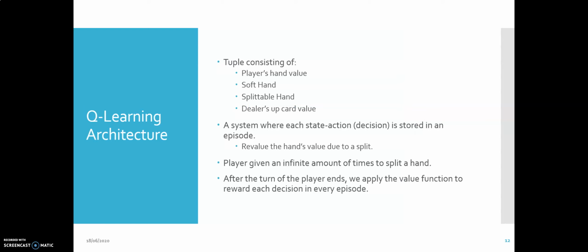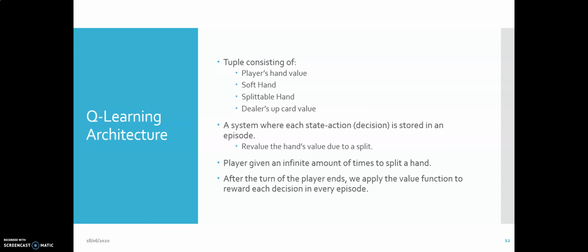Our final machine learning algorithm was the Q-Learning. So for our Q-Learning implementation, we adopted a state structure tuple consisting of the player's hand value, a boolean indicating whether the hand is soft, a boolean if the hand is splittable, and the dealer's upcard value.